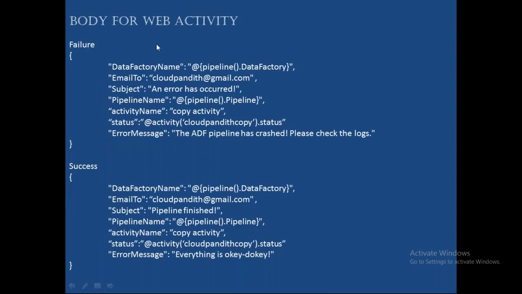Now the body for the web activity. If it is a failure, you just have to pass the subject here: an error has occurred, pipeline name dynamically, activity name, and you can put the status here, and the error message: the ADF pipeline has crashed, please check the log, something like that. Okay, if it has succeeded: pipeline finished, everything is okay.